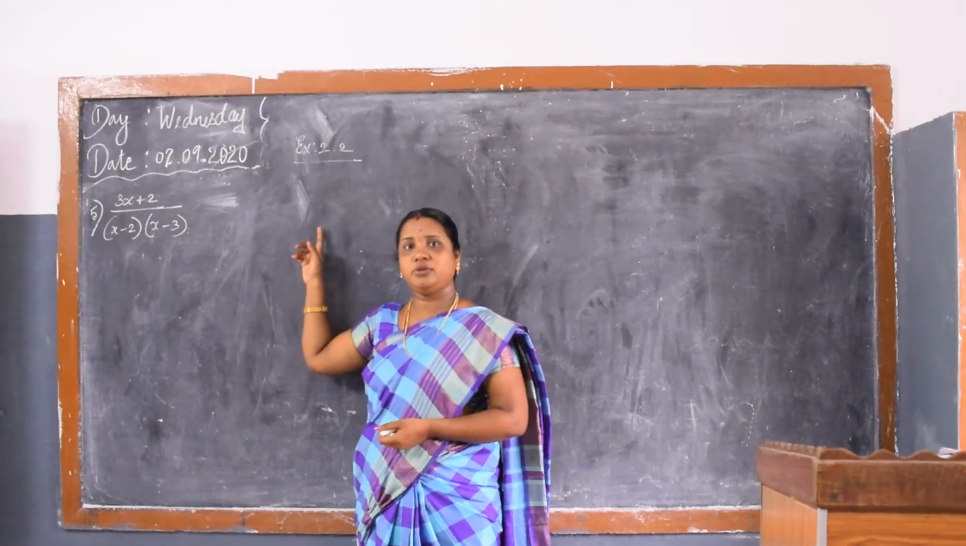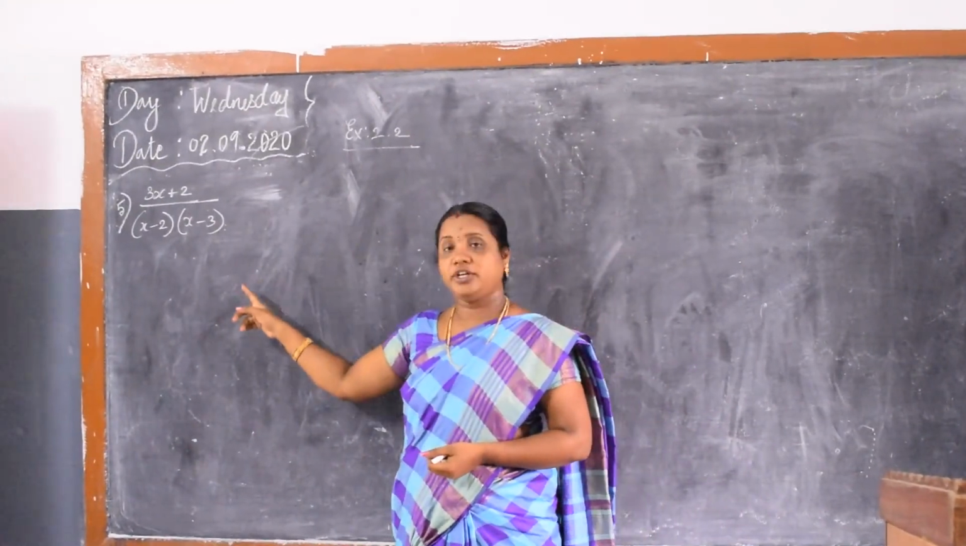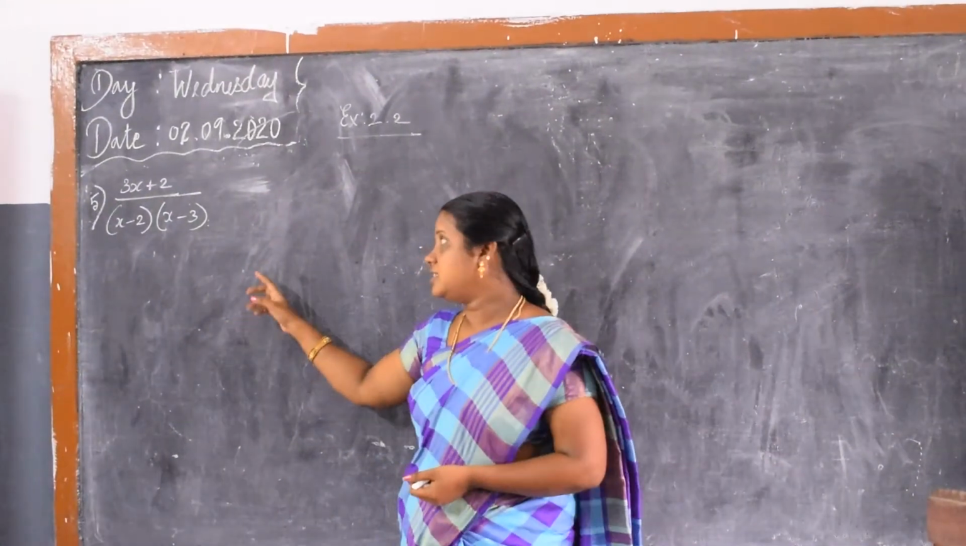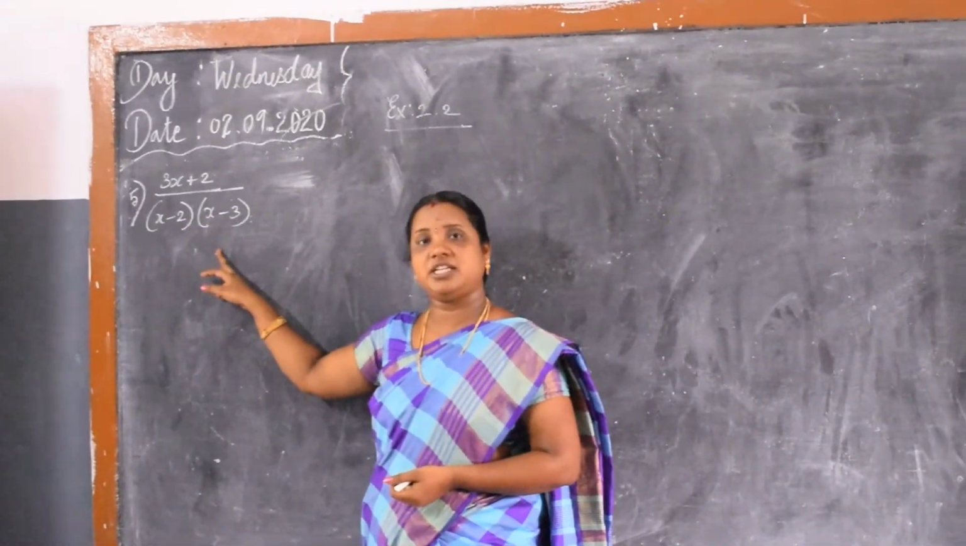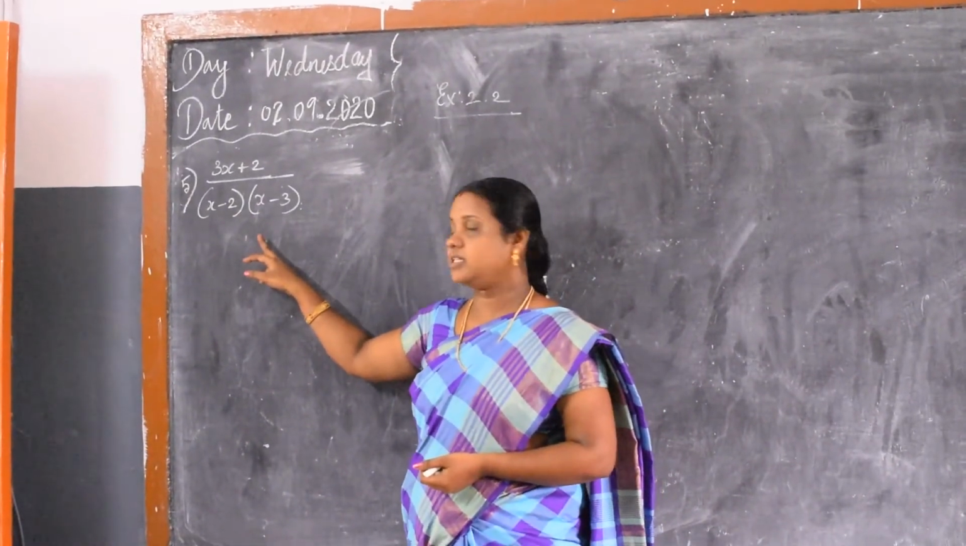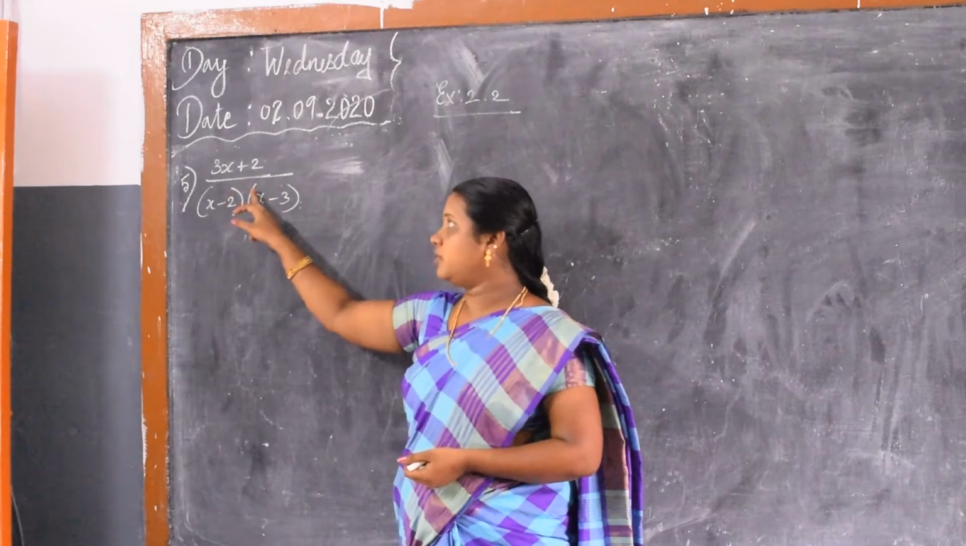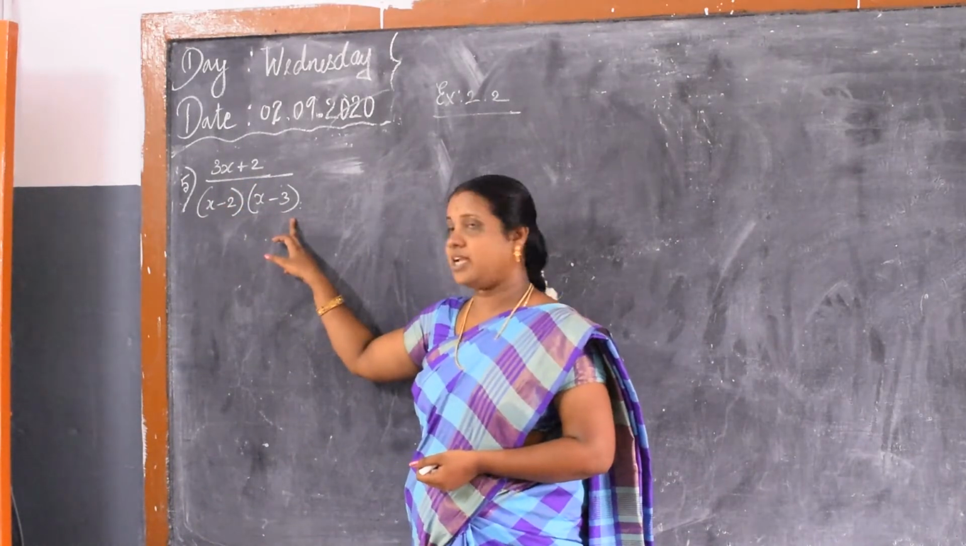Exercise 2.2, up to the 4th problem. Now I am going to do the 5th problem. Our question is to integrate with respect to x. What is the question given here? (3x + 2) divided by (x - 2)(x - 3).